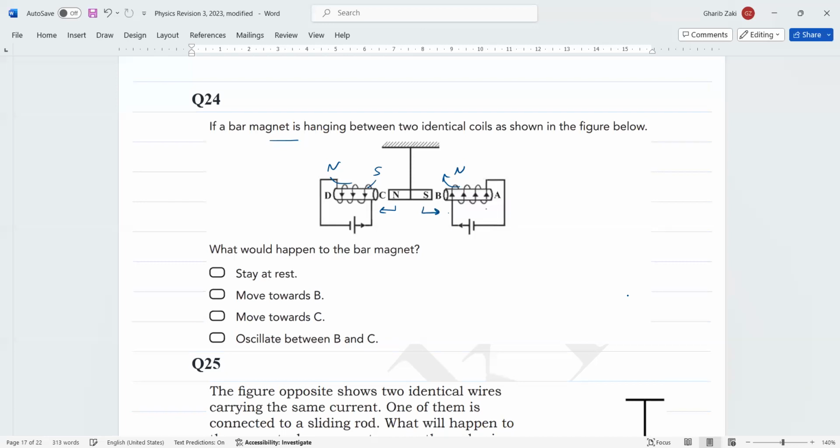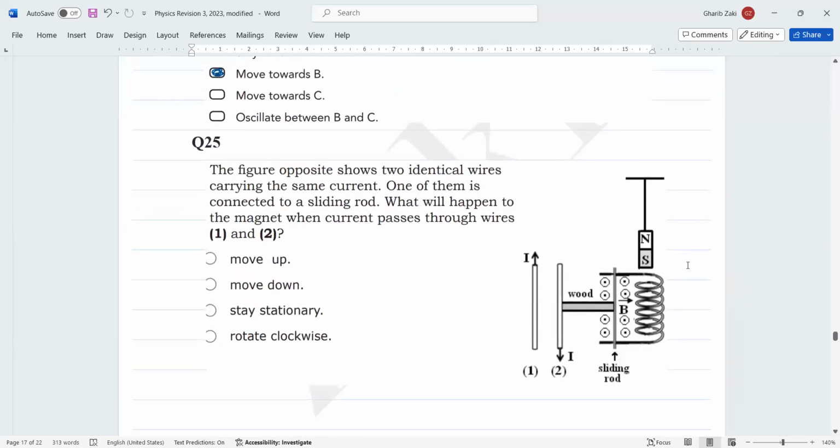Can you see? 1, 2, 3, 4. This magnet has 4 turns, but the other one has just 3 turns. So the first magnet to the right is stronger than the left. Then it will be moved towards E. You understand the trick of this question? If the number of turns is the same, it will stay at rest.